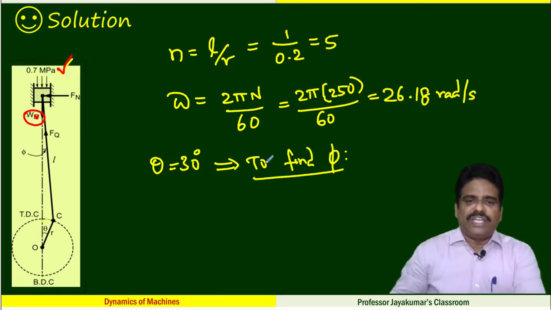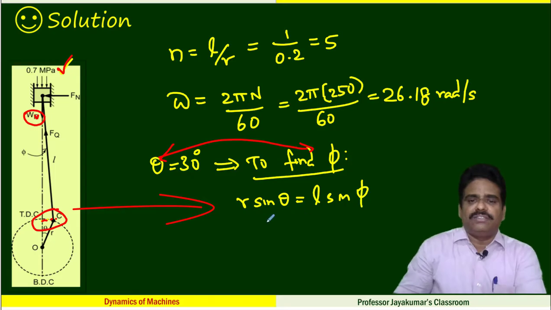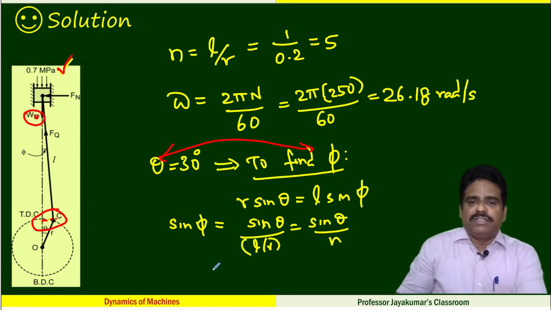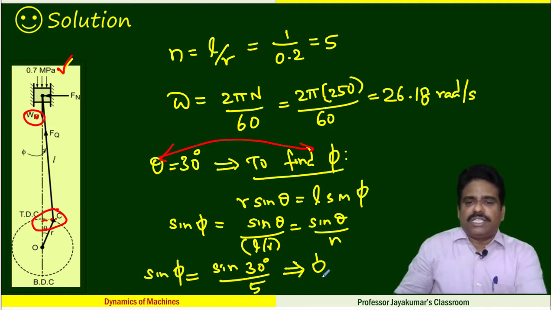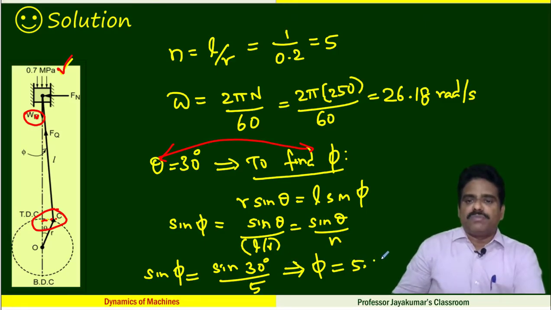Okay. How to find equation relating theta and phi. So I could write r sine theta is equal to L sine phi. Sine phi is equal to sine theta L by R, otherwise sine theta by n. So let us substitute the value. From this I can find the required answer phi. So phi comes around 5.74 degree for me.